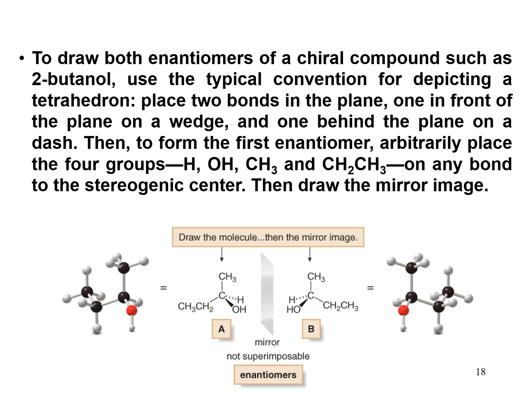So to draw both enantiomers of a chiral compound such as 2-butanol, use the typical convention for depicting a tetrahedron. You have to observe the tetrahedral carbon, the carbon having 4 different substituents. That means placing 2 bonds in the plane, one in front of the plane on the wedge, and one behind the plane on the dash. Then to form the first enantiomer, arbitrarily place the 4 groups, hydrogen, OH, CH3, and CH2CH3, on any bonds to the stereogenic center. Then you have to draw the mirror image. By this principle you identify the stereogenic center and the number of enantiomers.